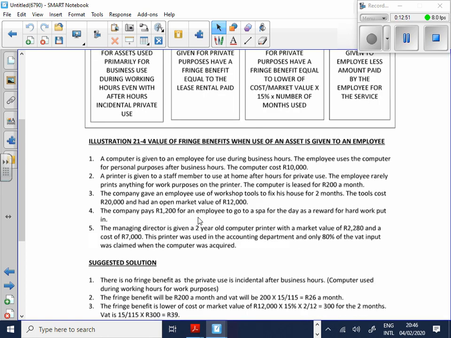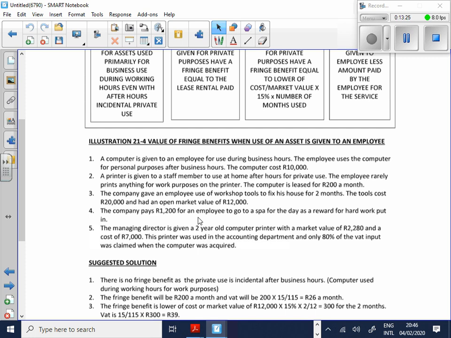Okay. So let's make sure you know how these work. A computer is given to an employee for use during business hours. The employee uses the computer for personal purposes after business hours. The computer costs 10. Fringe benefit 0 times 15 over 115 gives you 0. Next one, a printer is given to a staff member to use at home after hours for private use. The employee rarely prints anything out for work purposes on this printer. It's leased for 200 Rand a month.